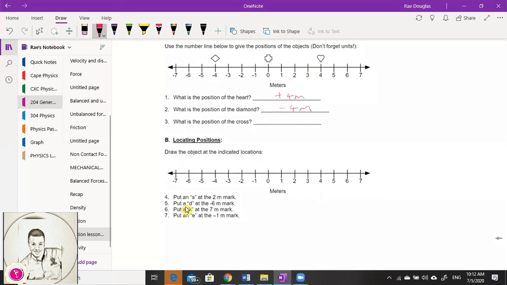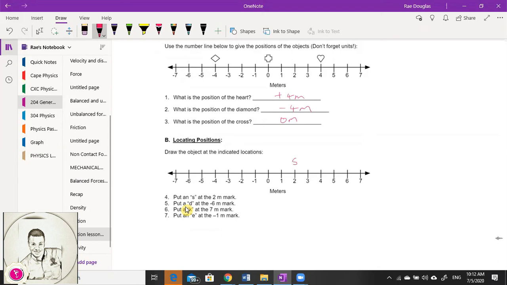Position of the cross. 0 meters. Guys, don't forget to put on the meters. You understand? So that was simple, right? Now, what about this one? It says put an S at the 2 meter mark. That is very easy. So go ahead and put S right here.